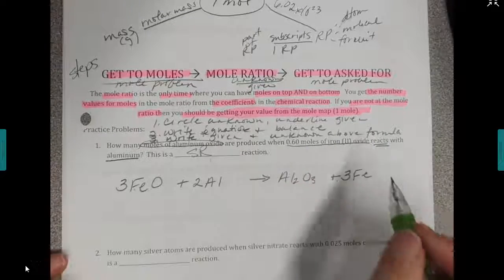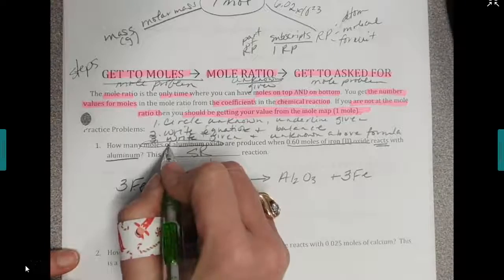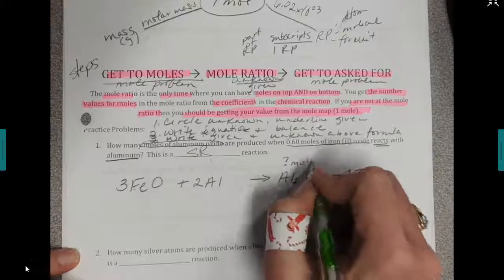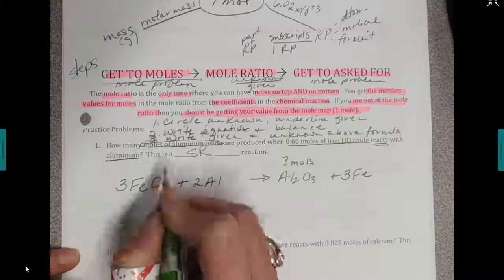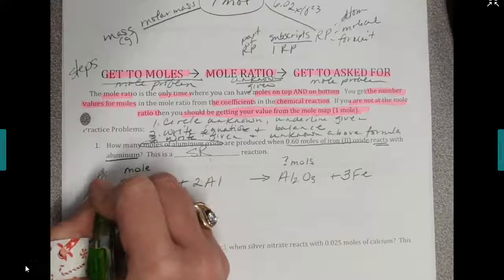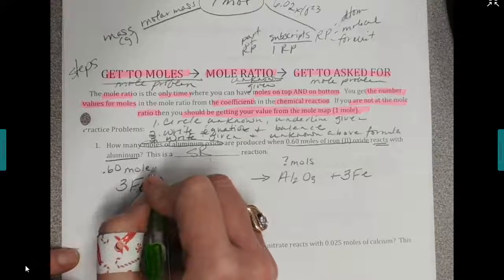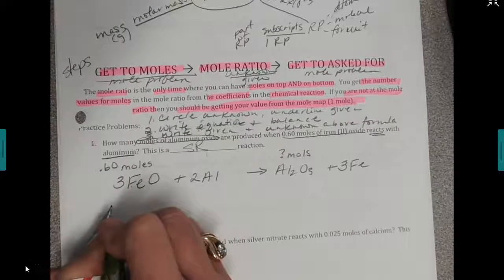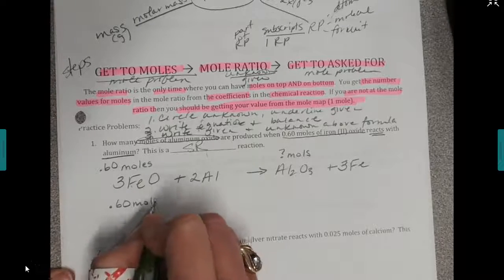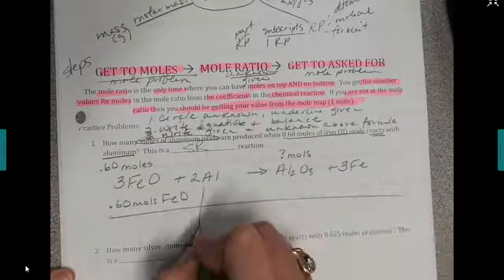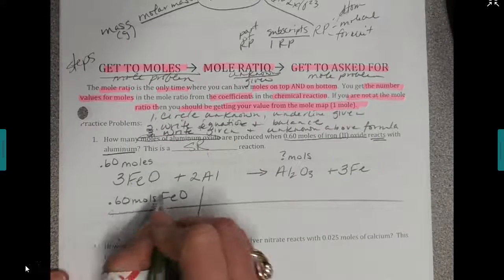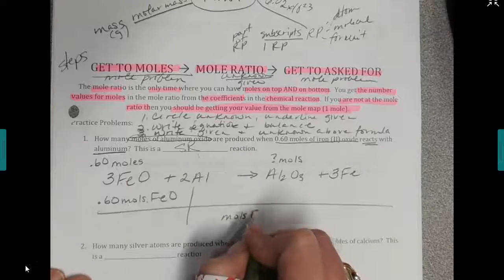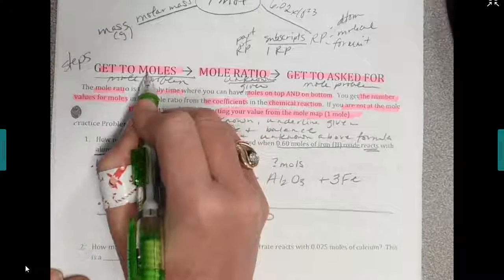Now it tells me to write the given and unknown above the formulas. So my unknown is moles of aluminum oxide. So we're going to write a question mark moles. And then we're going to have 0.60 moles of iron 2 oxide. We always start by writing our given, 0.60 moles of iron oxide. Remember, every number needs a number, a unit, and a formula. So the words on the top are the words on the bottom. Moles of iron oxide.